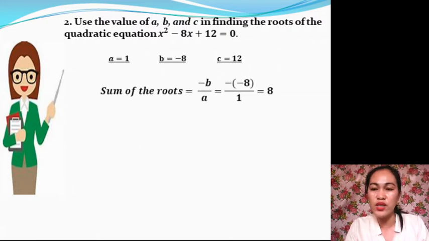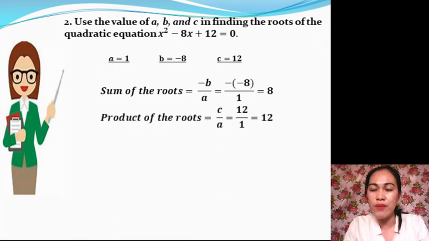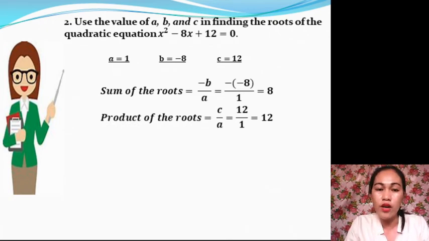For the sum of the roots, we have negative b over a. So we are now going to use the formula in determining the sum and product of the roots. So negative b over a is equal to negative times b is negative 8 all over a is 1. So negative times negative is positive. So positive 8 over 1 is positive 8. For the product of the roots, we have c over a. c is 12 and a is 1. 12 over 1 is 12. So we have the sum and the product of the roots.